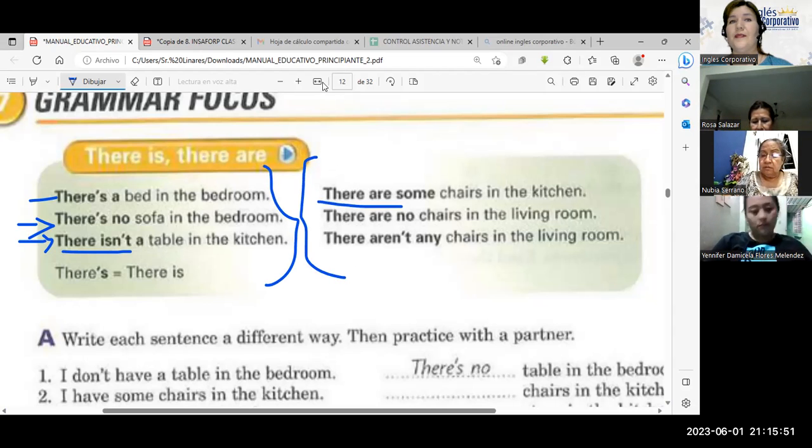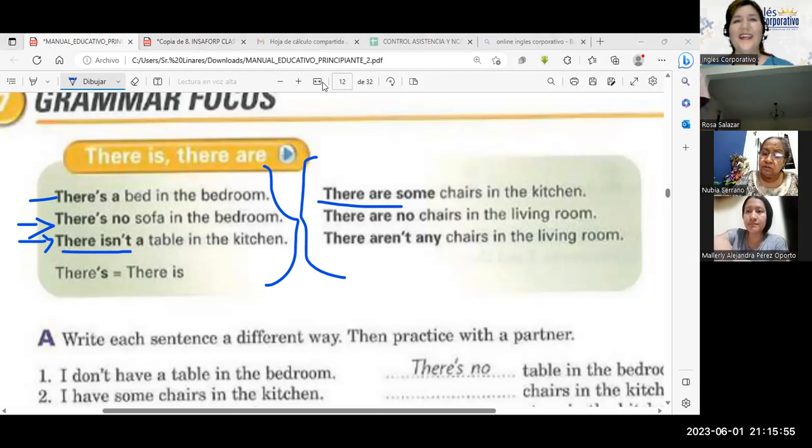There are some chairs in the kitchen. There are some chairs in the kitchen.